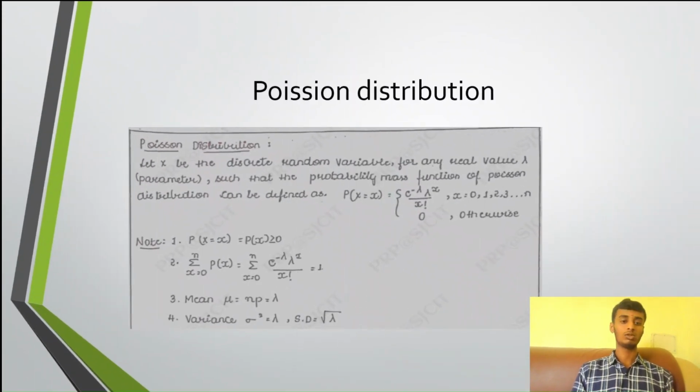We'll come to the Poisson distribution. Let X be a discrete random variable with a real number parameter lambda such that the probability mass function of a Poisson distribution can be defined as P(x) equals e power minus lambda lambda power x by x factorial, where x equals 0, 1, 2 and so on, and 0 otherwise. Note that the mean mu equals np, that is equal to lambda, the variance sigma square equals lambda, and the standard deviation equals root over lambda.